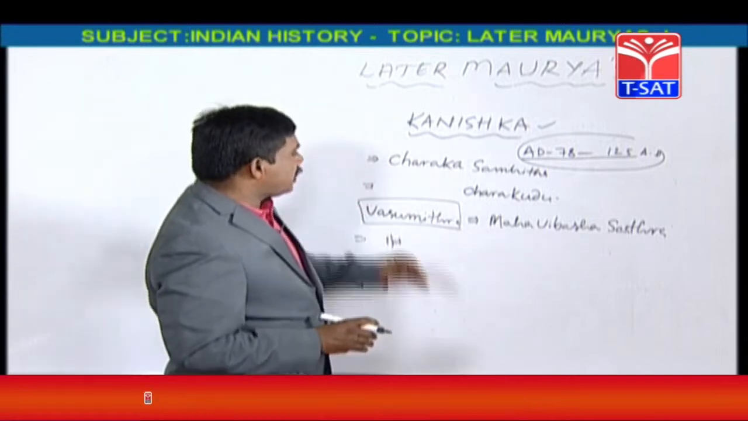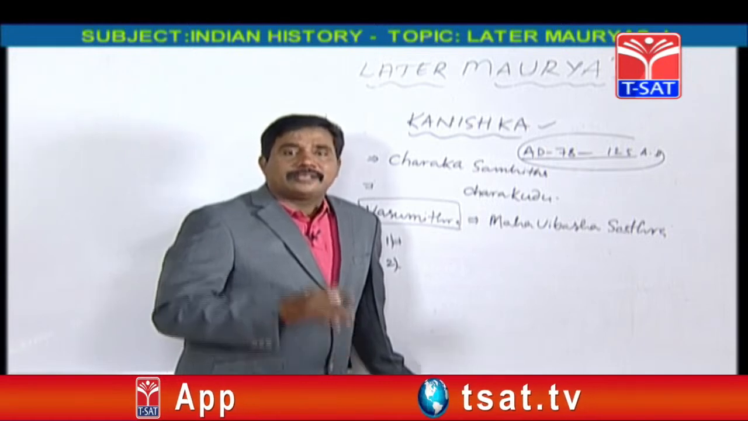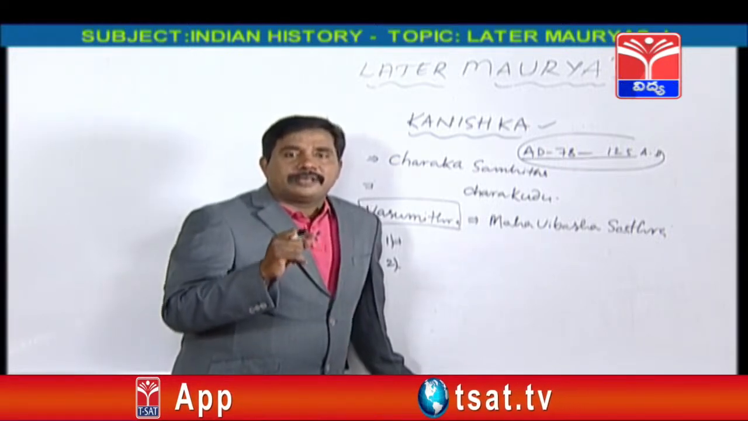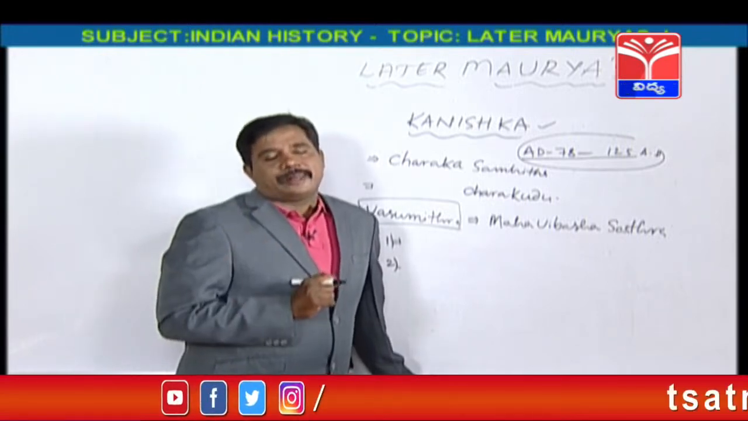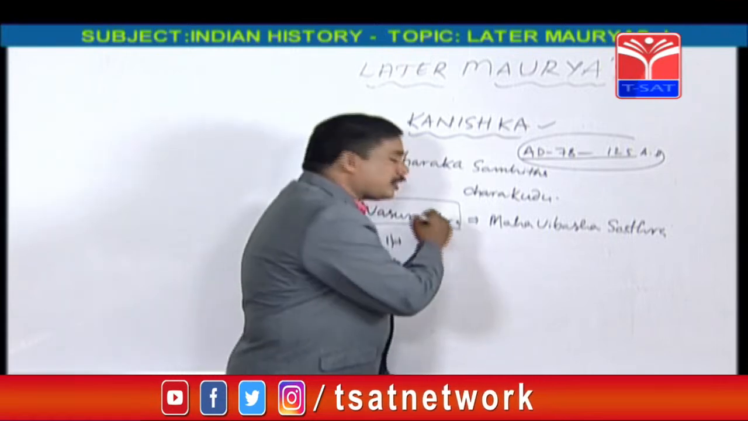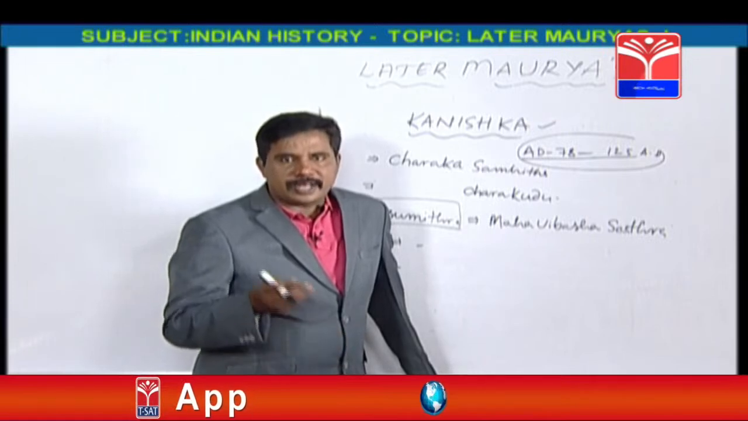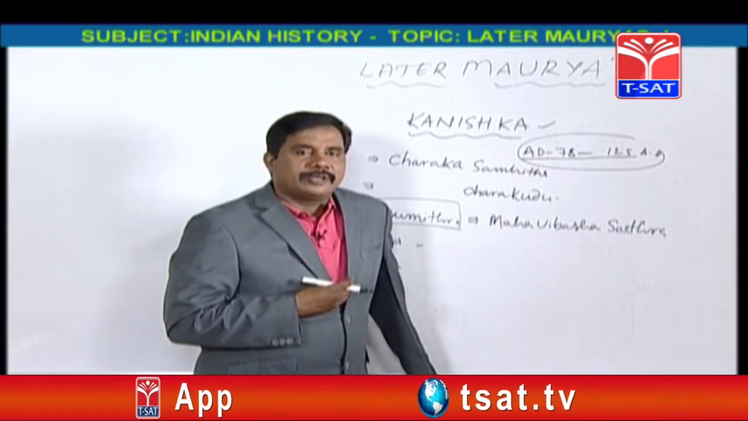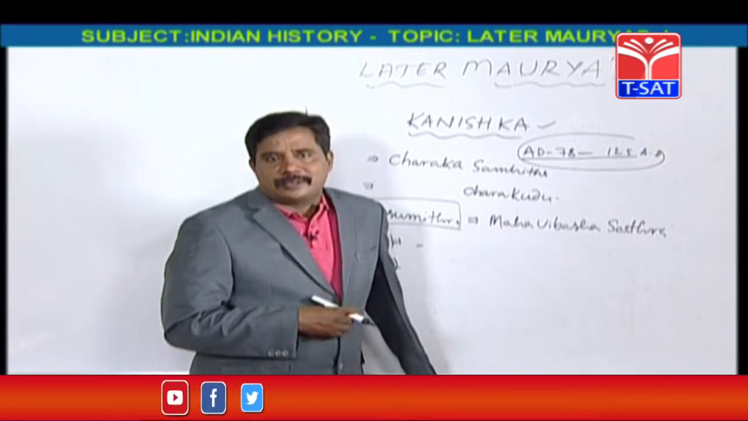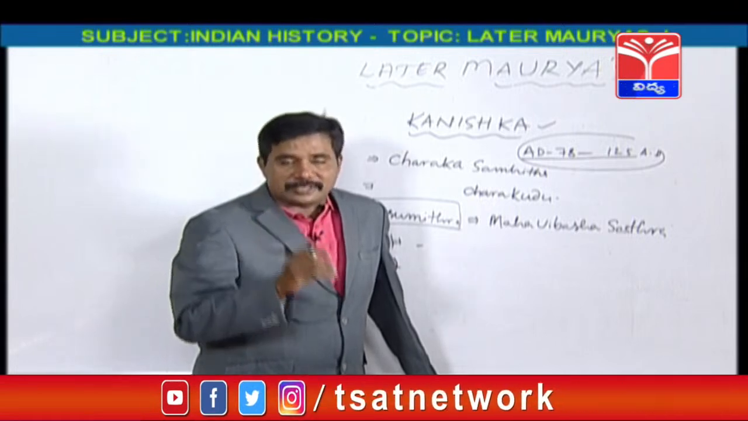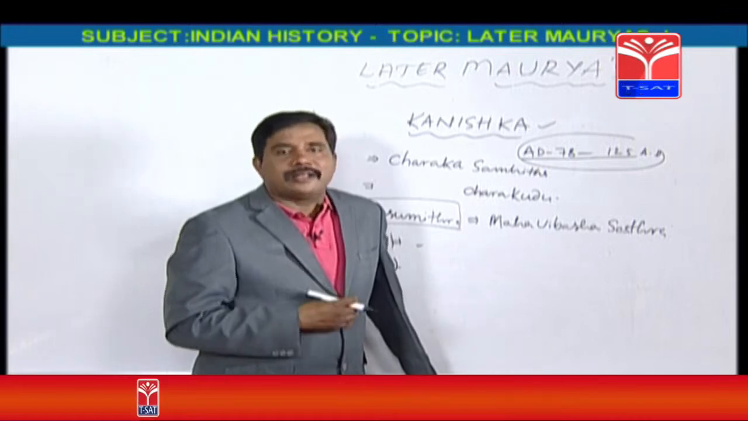But also, Kanishka attacked China. He is the only Indian king who attacked China. He was defeated by the Chinese army chief Pan Chao. After this defeat, he got the title Devaputra, because such titles are used in China. That is why, when he was defeated by China, he got the title Devaputra.